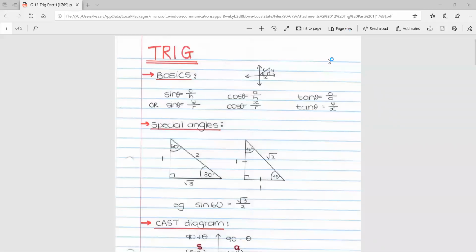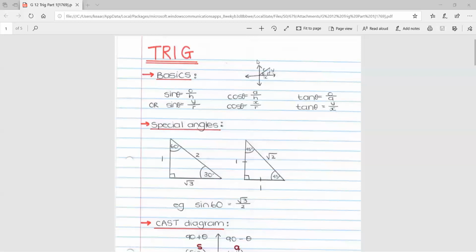This lesson is on trig. So first off, we've got our basics. Sine theta is opposite over hypotenuse, which can also be written as y over r. Cos theta is adjacent over hypotenuse, which can also be written as x over r. Tan theta is opposite over adjacent, which can also be written as y over x.